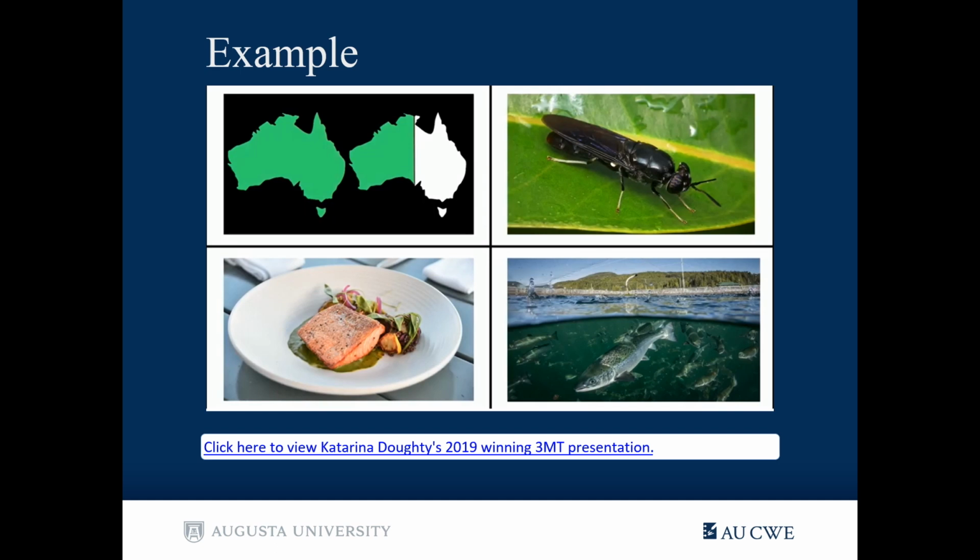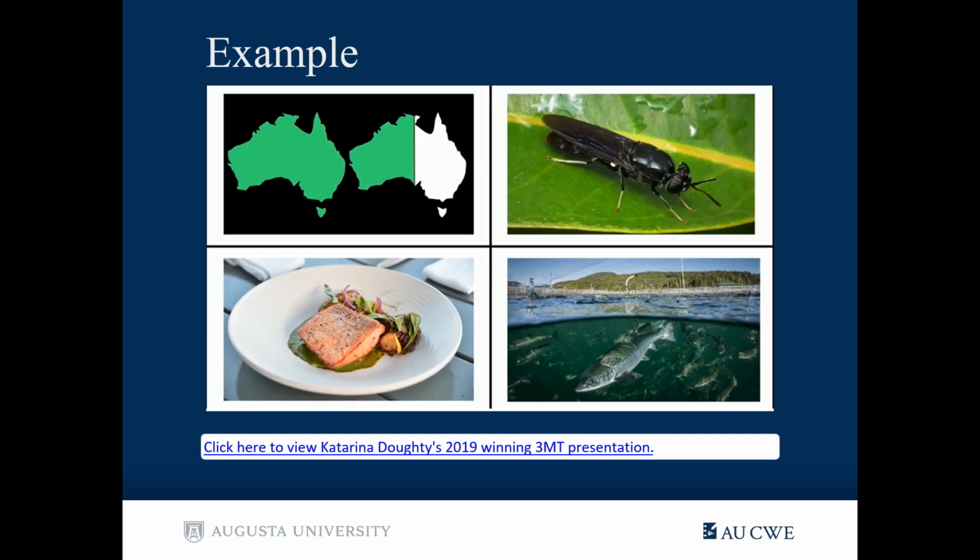Let's take a look at another example. This is by Katarina Dowdy at the University of Western Australia in 2019. The topic of her project was reducing global waste through insect farming. She talks about how global food waste is this massive problem, and she proposes a novel solution to address it by farming black soldier flies.